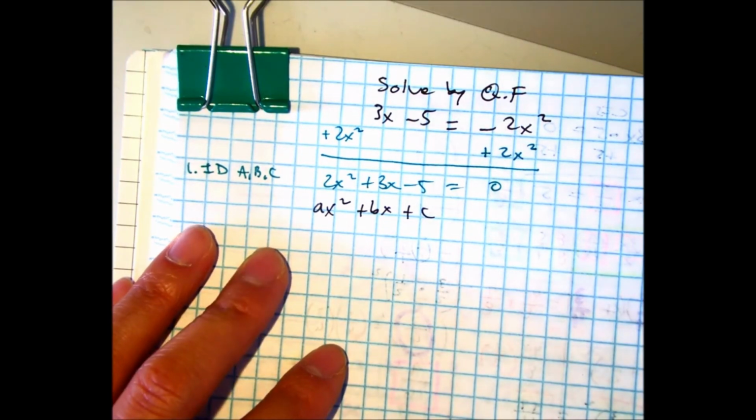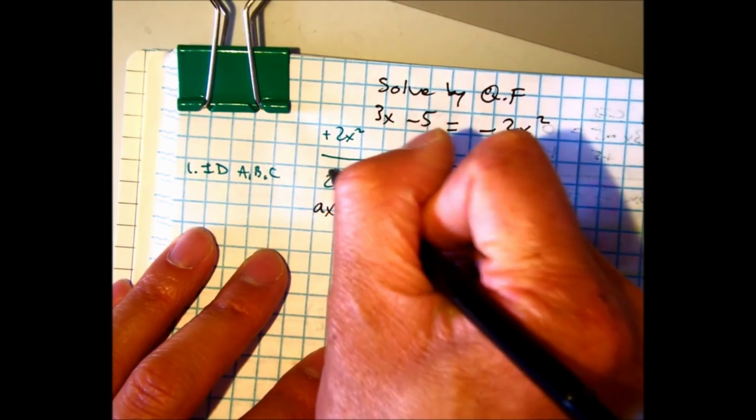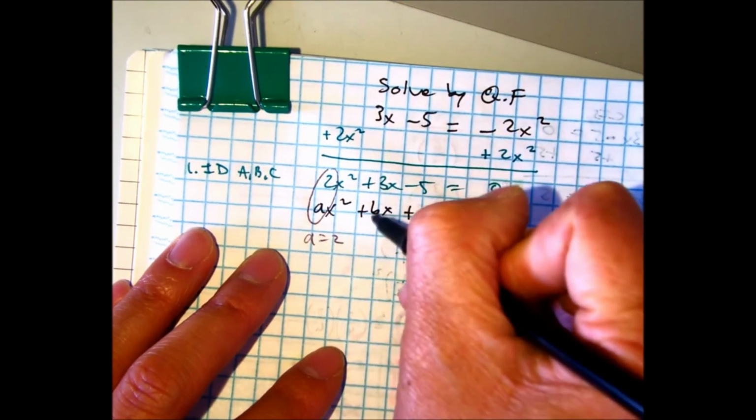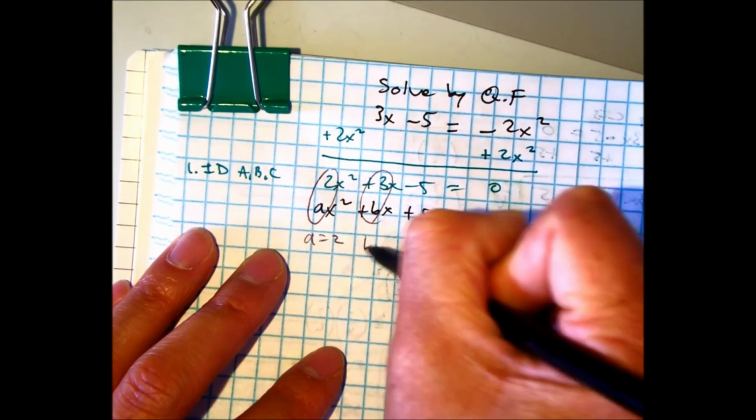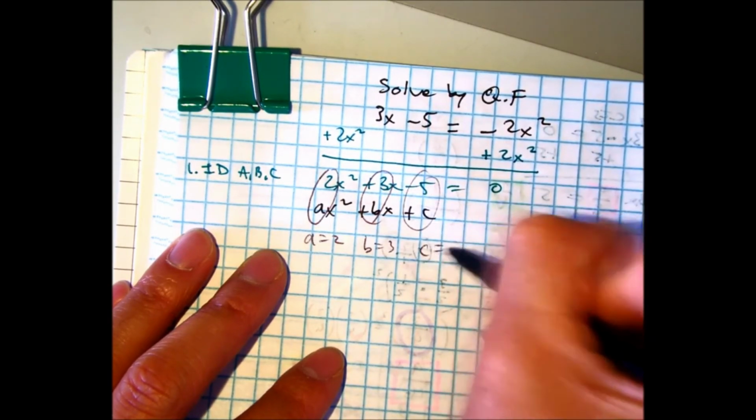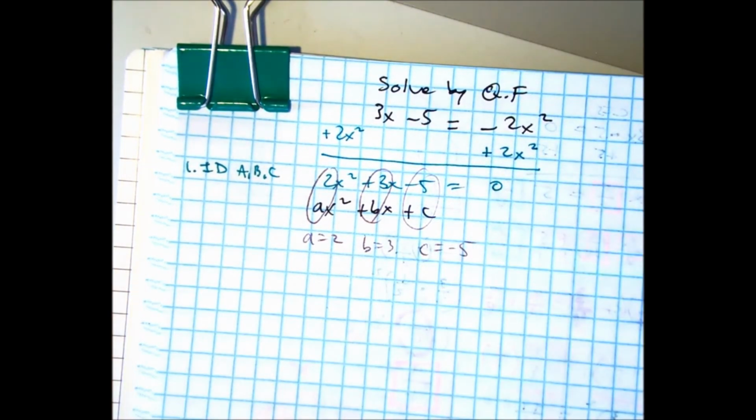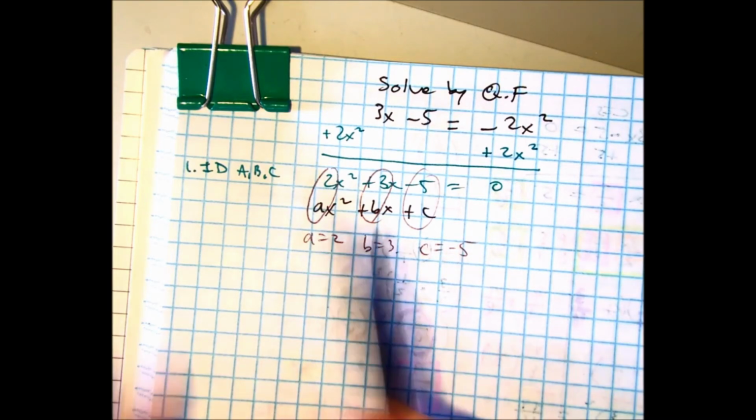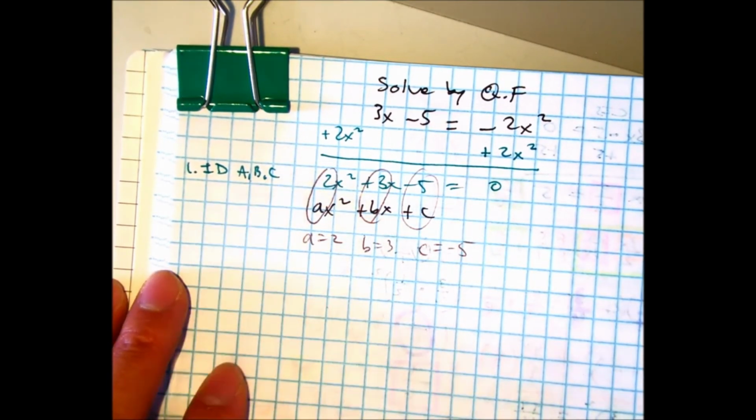And then we can say, class, your A value is? 2. Your B value? 3. And your C value? -5. Your A, B, and C values will always be numbers. You will never have an x or an x squared in here. Okay? So we've just identified the A, B, and C.